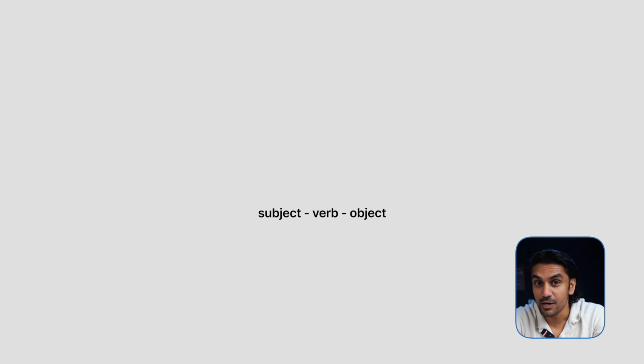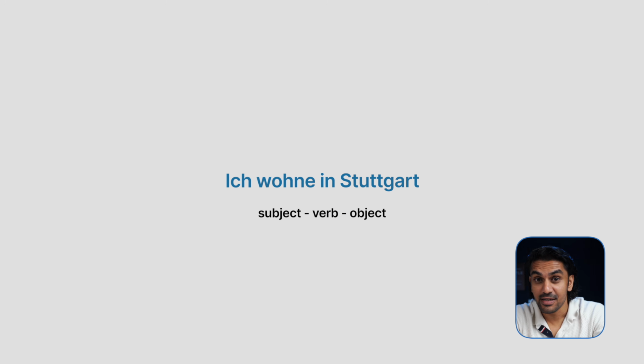Or you could just learn how to answer that question in German using the same sentence structure that we learned earlier. Subject, verb and object. And say, "Ich wohne in Stuttgart." I live in Stuttgart. The same pattern works for other W questions too. Let's see some more common situations.